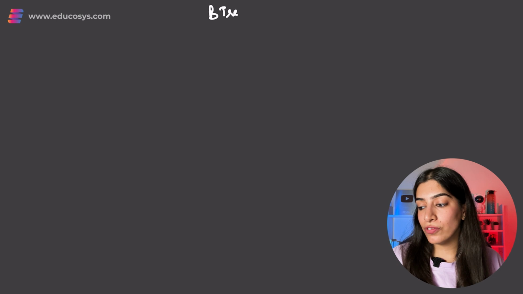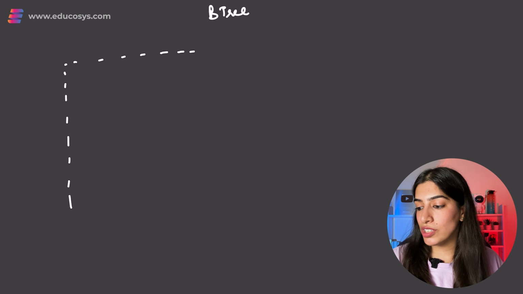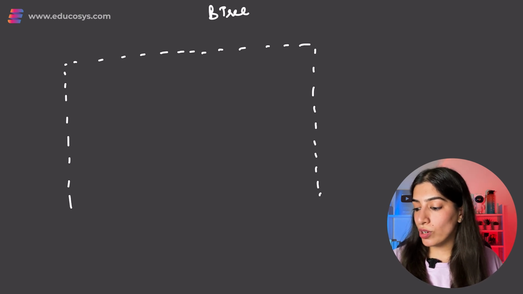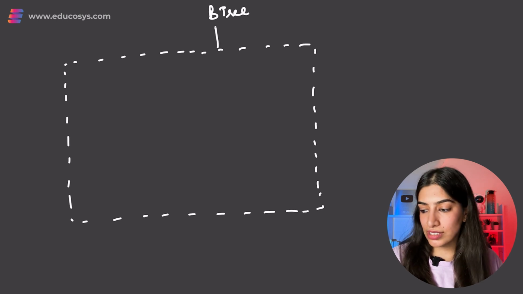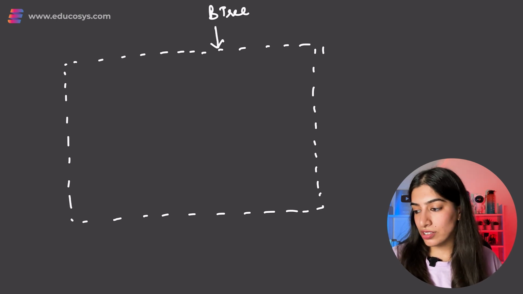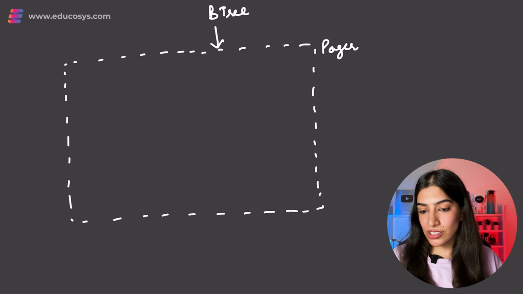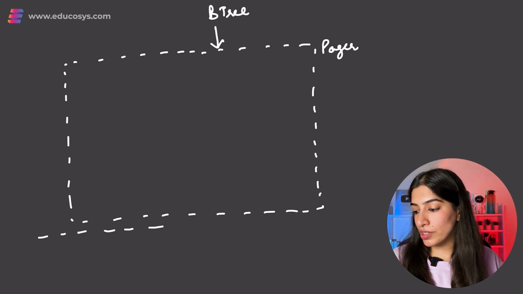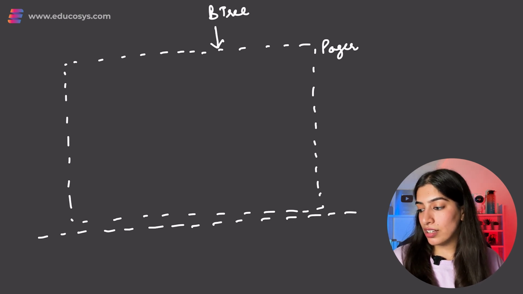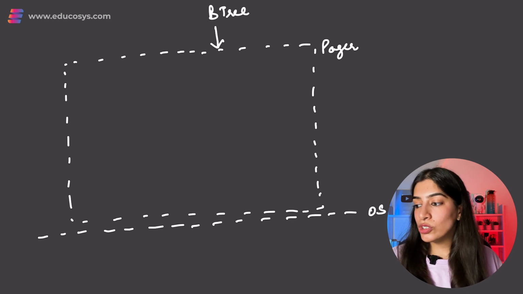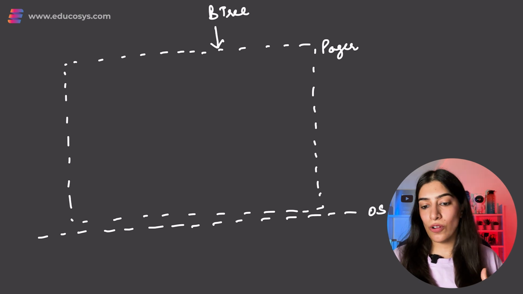So what did we discuss? That there is a component on top for B or B plus trees. Then there is the pager component. So let's visualize our pager component properly now. And below the pager component is what? There is the OS layer, correct? So this is going to call the pager component, and below the pager component, there is the OS layer.